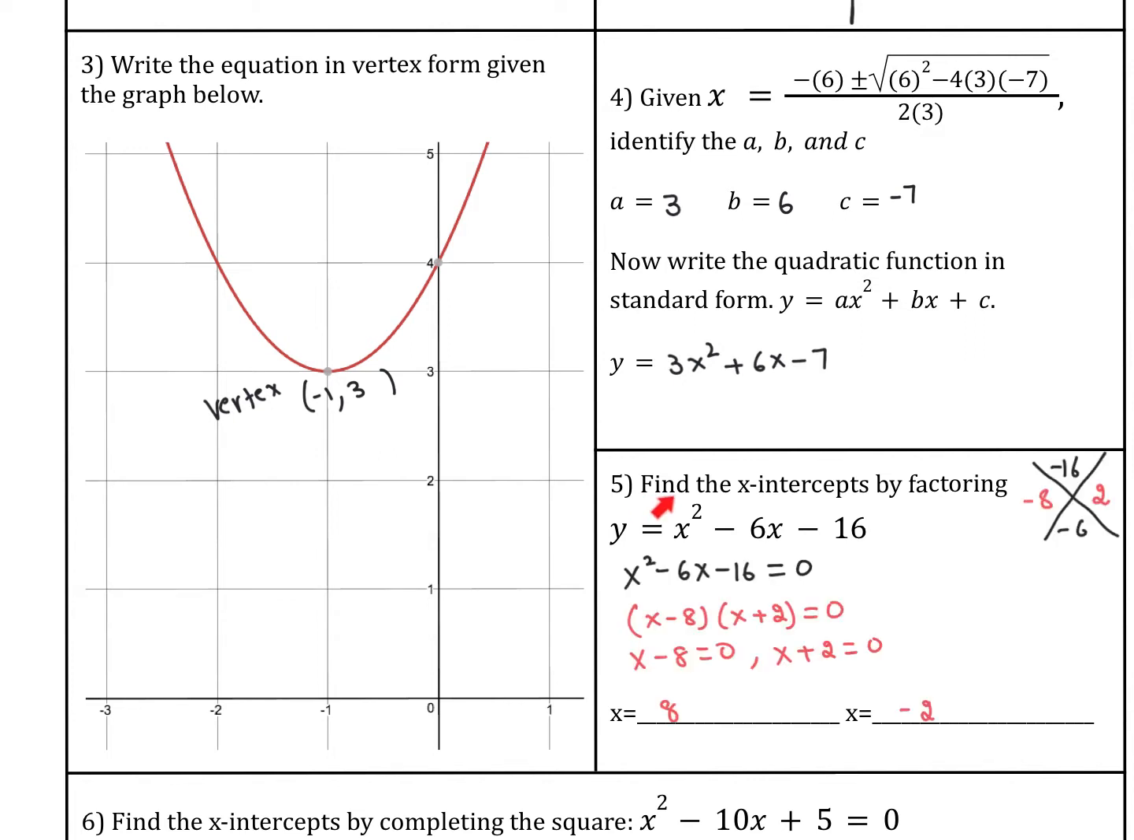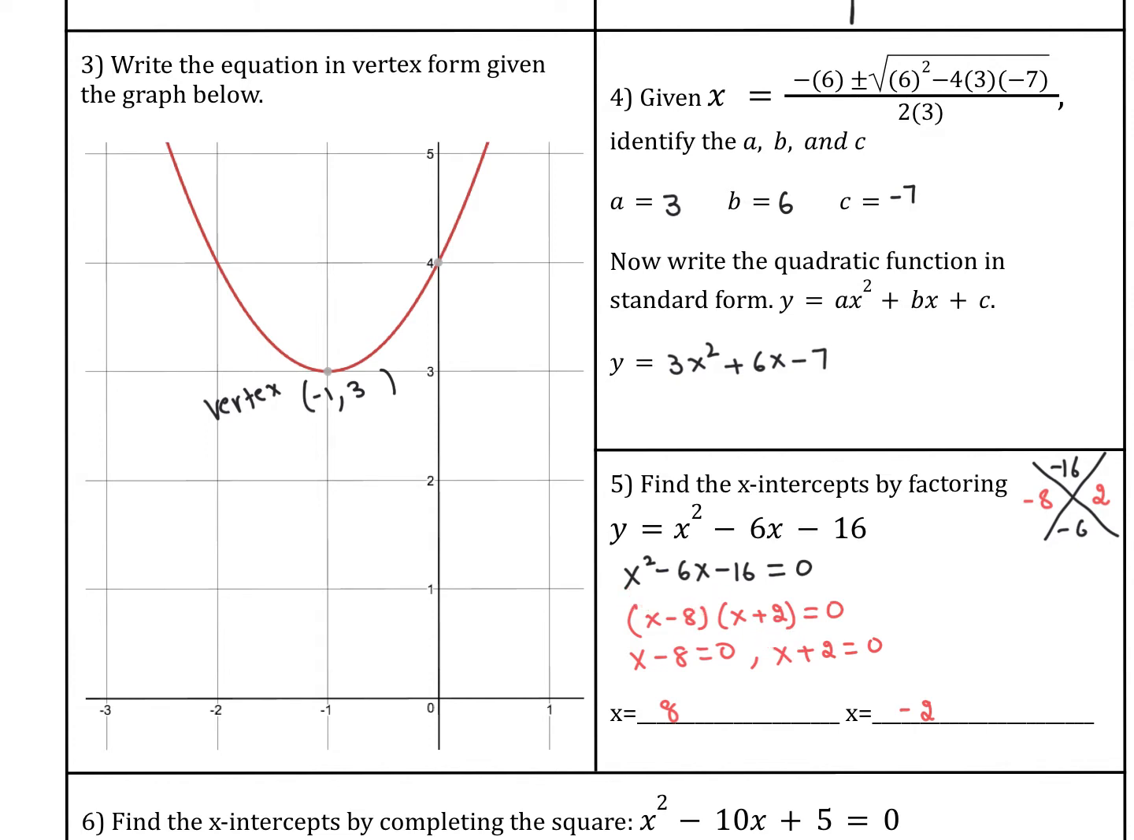For number 5, you're going to find the x values or x-intercepts by using the cross method because we are using factoring. On top of it, it is negative 16 and on the bottom is negative 6. You're looking for two numbers. When you multiply, you get negative 16. When you add, you get negative 6. Write these two numbers into factor form.